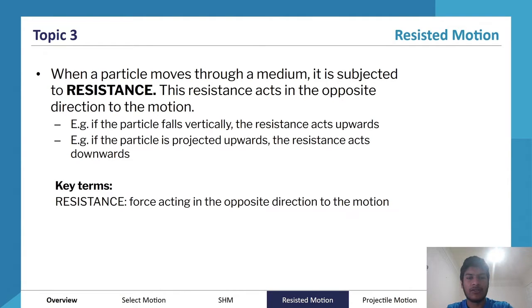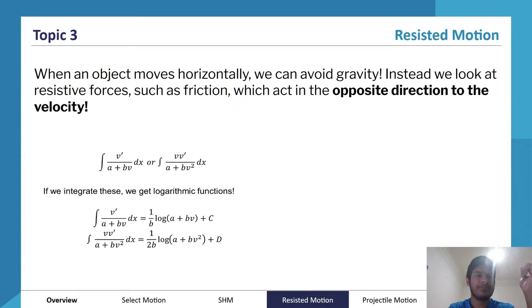Resistance forces act to oppose the direction of motion. When an object moves horizontally, we can avoid gravity. Instead, we look at resistive forces such as friction, which acts in the opposite direction of velocity. And these are just a couple of integrals which may turn up, which are quite useful, so I just threw them in there.